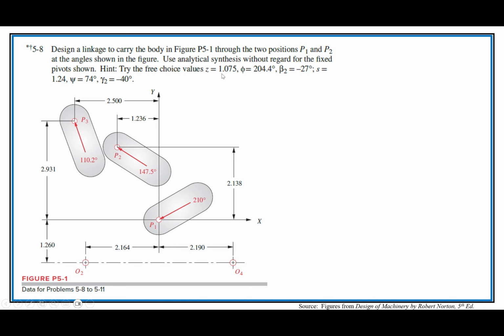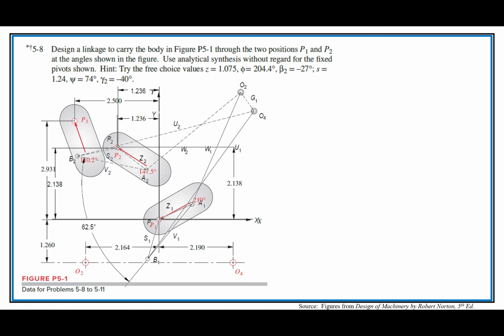He had Z of 1.075, a phi of 204.4, beta 2 of negative 27, an S of 124, a psi of 74, and a gamma 2 of negative 40. All right. So right here is the solution that he's put up and what that says.